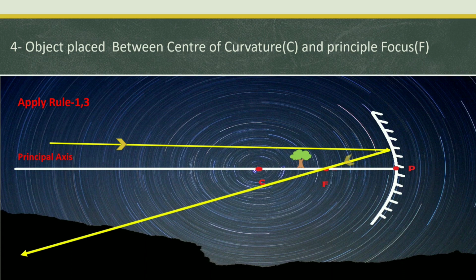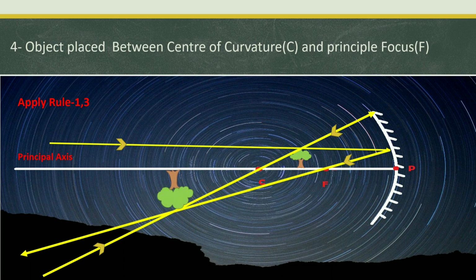What do you observe in the given condition? Yes, we follow the rule 1 and 3 and the intersection of rays produce the image beyond the center of curvature, which seems enlarged, real and inverted.